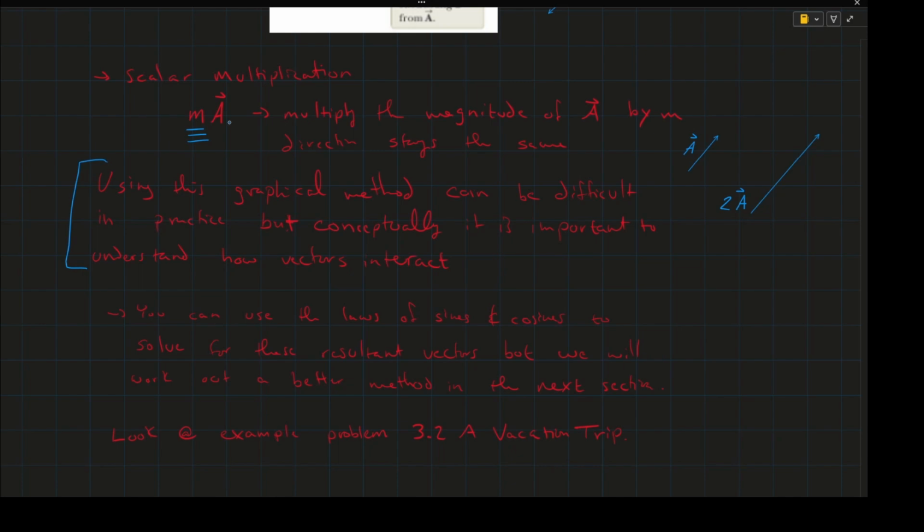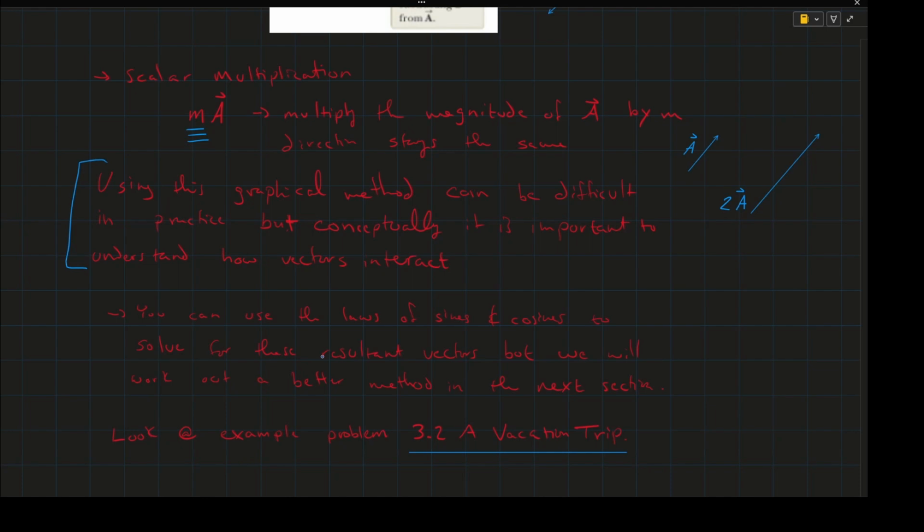I know this section has some example problems. I highlighted that down at the bottom. If you want to take a look at how it kind of works, example 3.2, a vacation trip. I think it's example 3.2. That walks you through how you would solve for a resultant vector using graphical vector addition. It uses the laws of sines and cosines. It's not super complex, but there's easier methods, and it's not super related to most of the things we're going to be getting into.